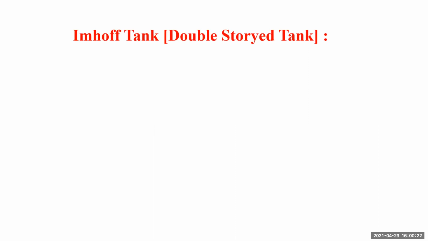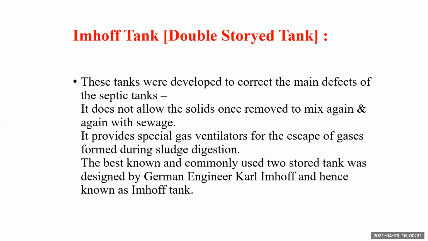Okay, now the second type of tank, which is more advanced as compared to the septic tank, is the Imhoff tank, or double storied tank. This is the second method of primary sewage treatment. It is more advanced than a septic tank. Instead of using a septic tank, the Imhoff tank is the better option. The tank was developed to correct the main defect of the septic tank.